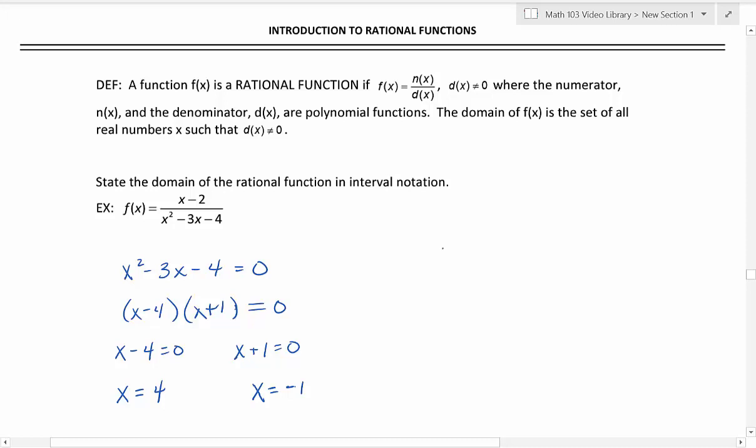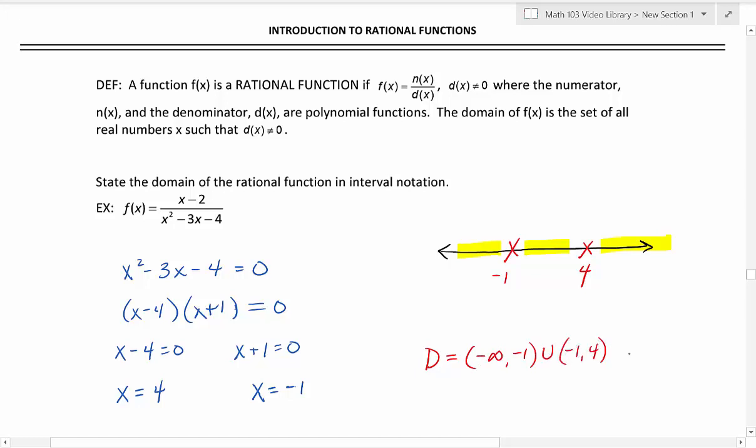To get the correct interval notation, I always like a number line. We don't want negative 1 and we don't want 4, but we want everything else: to the left of negative 1, in between negative 1 and 4, and to the right of positive 4. Our domain will be negative infinity to negative 1, not including, then from negative 1 to 4, and 4 to infinity.